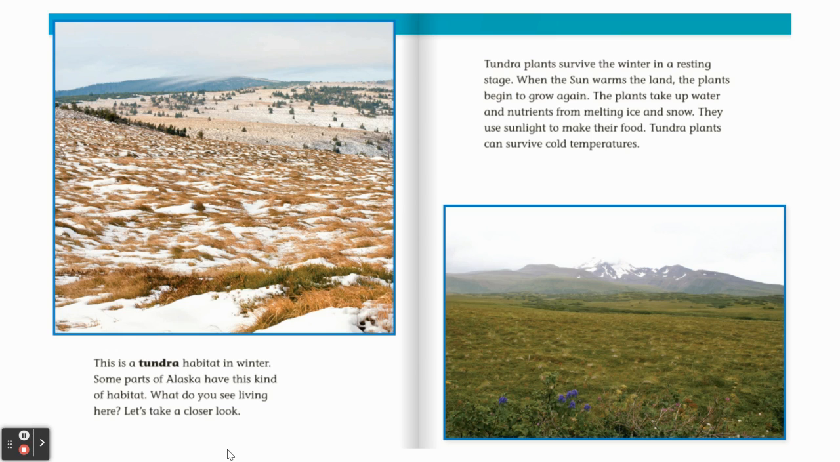Tundra plants survive the winter in a resting stage. When the sun warms the land, the plants begin to grow again. The plants take up water and nutrients from melting ice and snow. They use sunlight to make their food. Tundra plants can survive cold temperatures.